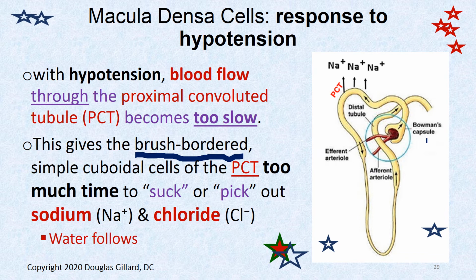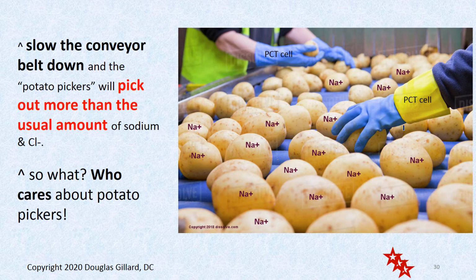But there's a certain speed that the filtrate moves through here. And at a normal speed, they can only pick out so many sodium molecules. But if you have hypotension and there's not a lot of pressure, it slows down the river flow here. And these proximal convoluted tubule cells can pick out too much. They have too much time. So they pick out too much sodium and water, which decreases the concentration.